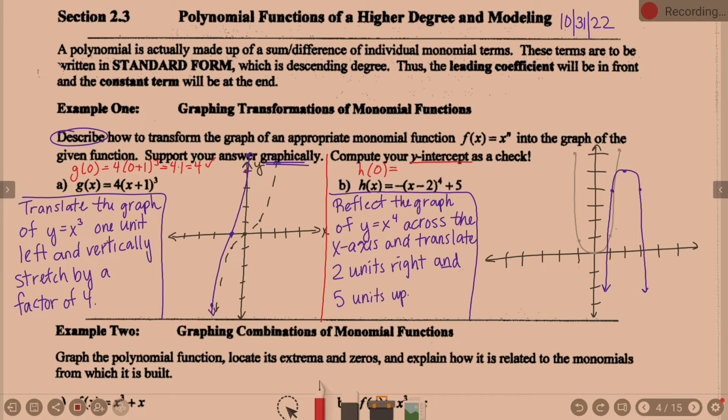Put in 0 for x. So the negative of 0 minus 2 to the fourth plus 5. 0 minus 2 is negative 2. Negative 2 to the fourth is positive 16. But the negative out front says the opposite of positive 16, so negative 16. Negative 16 plus 5 is negative 11.